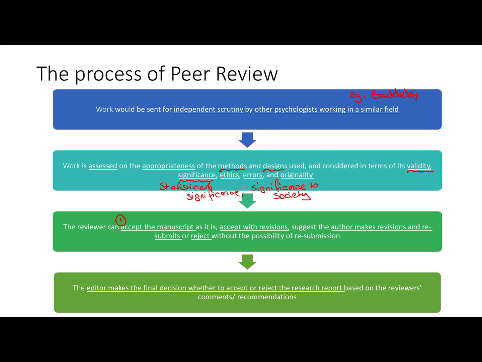they can accept the manuscript as it is. They could accept it with revisions, and so there might be a number of changes that need to be made, but overall it's still accepted. It might be sent back to the researcher, and they might be given revisions that they need to make. They might need to, for example, reanalyze their data or change their conclusions. Or it might just be flat out rejected. It might be so full of errors and so unethical and unoriginal that it gets rejected from publication in the journal.